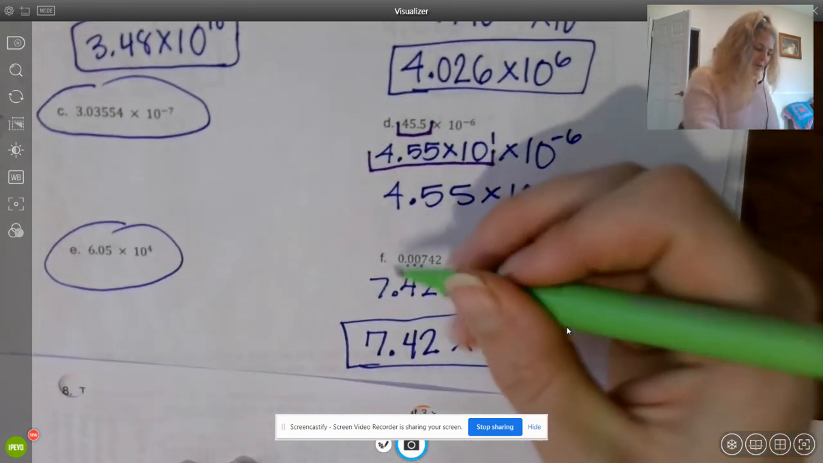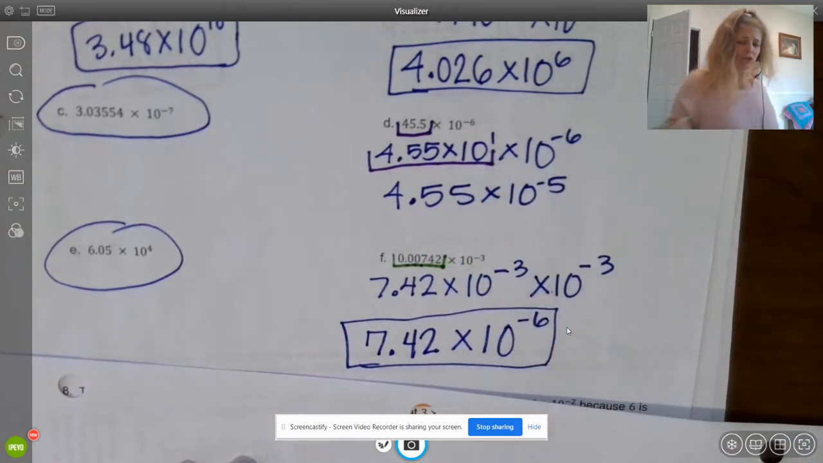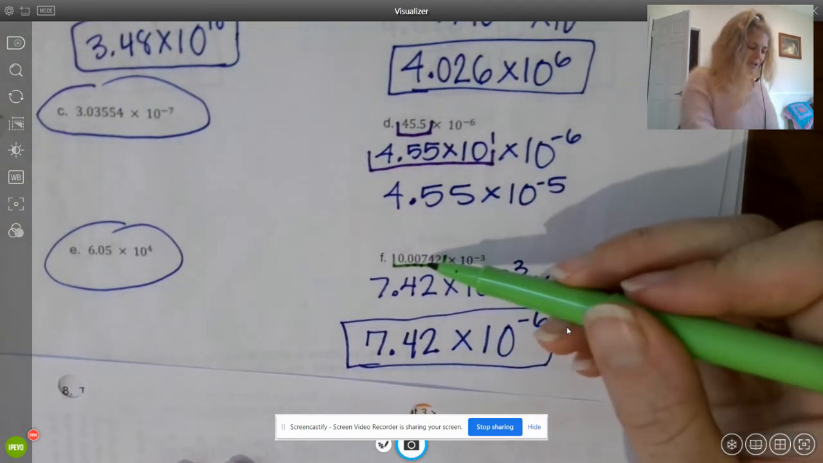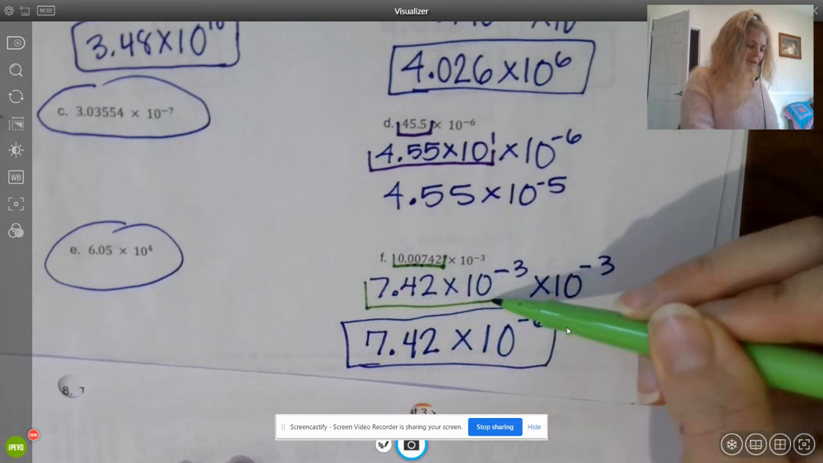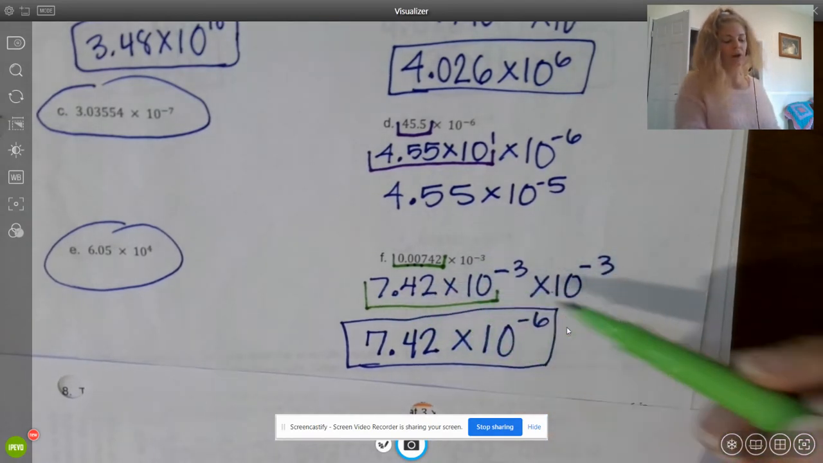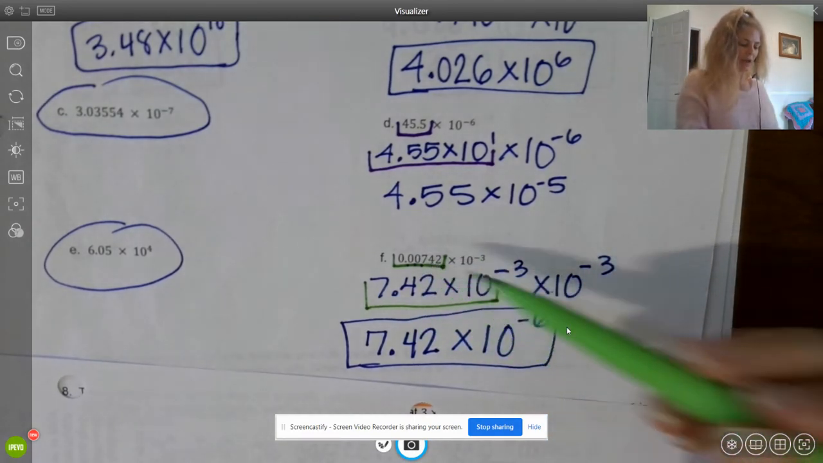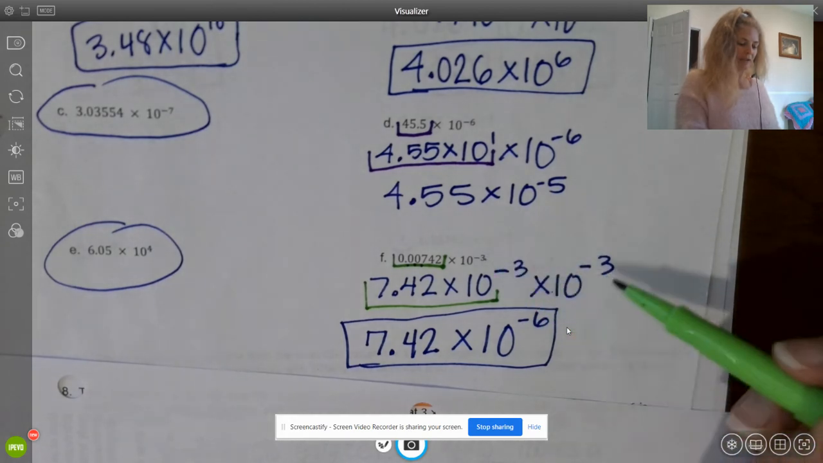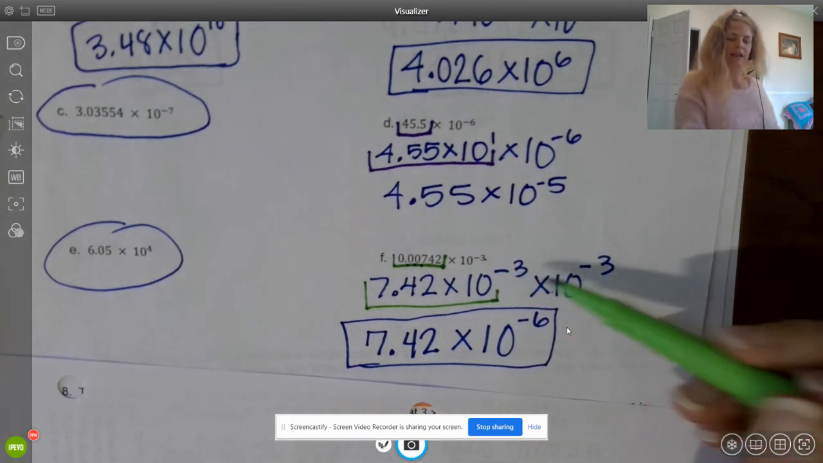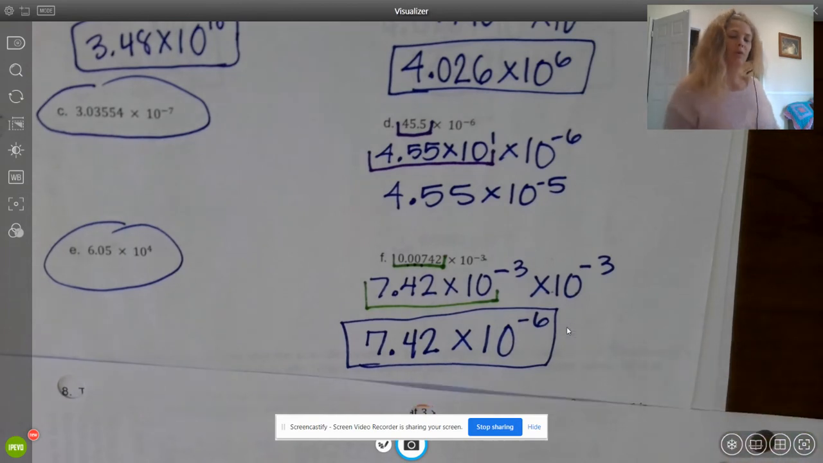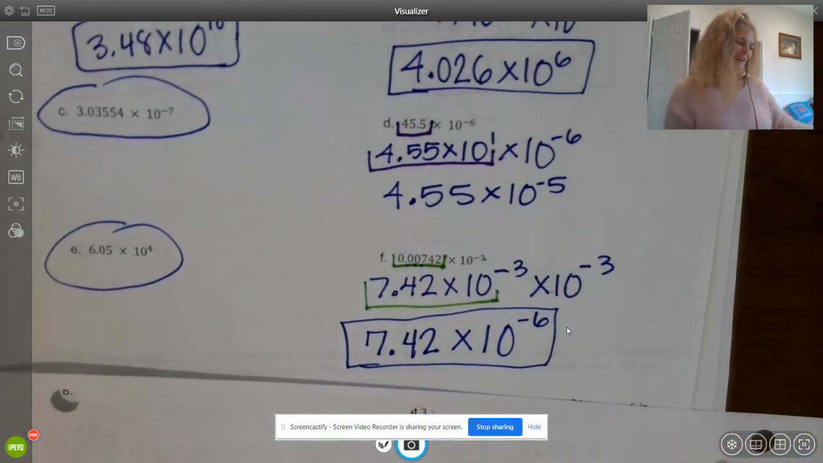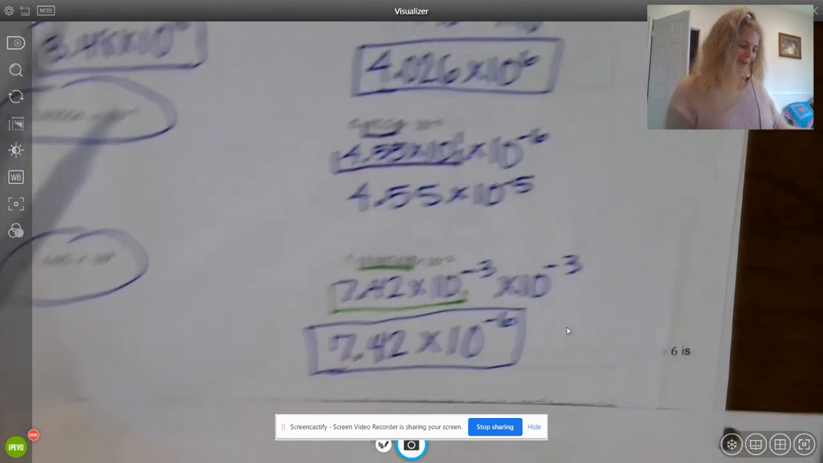Then when we look at F, we notice, oh no, significant figure is too small. So if we just look at that value, we know that that is 7.42 times 10 to the -3rd. And we still have to bring down the other 10 to the -3rd, and -3 plus -3 is -6. So 7.42 times 10 to the -6 is correctly written in scientific notation. Nice work, mini mathematicians.